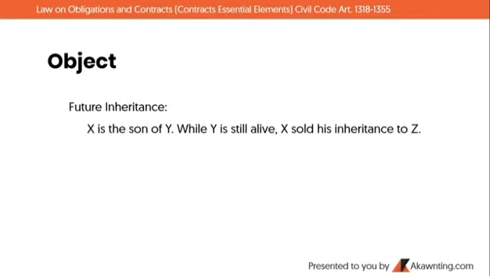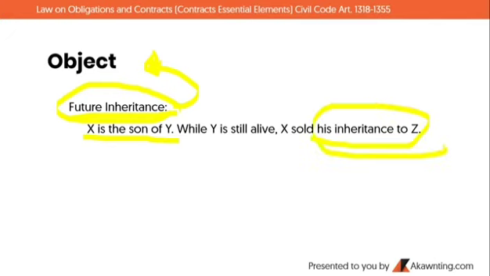So special case tayo. Future inheritance. Pwede bang maging object of a contract? The answer is no. Okay? A future inheritance cannot be an object of a contract. So, ang example po ng future inheritance, for example this, X is the son of Y. Y is still alive. Okay? However, si X, binenta niya yung inheritance niya kay Z. So, in that case, yung contract of sale between X and Z, actually, wala yan. Non-existent yung contract na yan. Okay? Hindi valid yung contract na yan dahil, okay, ang object ng kanilang contract ay isang future inheritance.